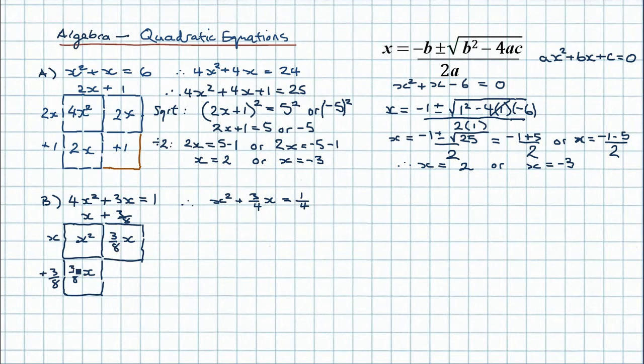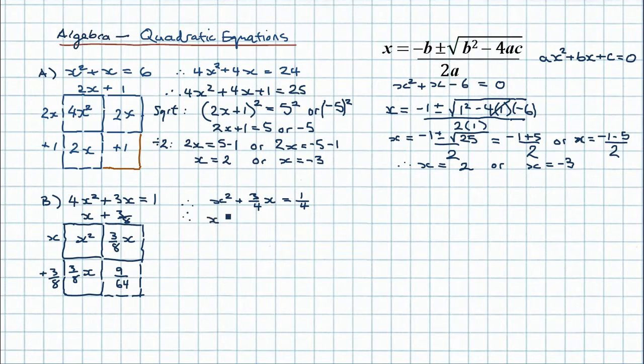well, this does get us into quite a large fraction. So it's going to be 3/8 times 3/8, which is 3 times 3, 9, and 8 times 8, 64. So we've got 9/64. Okay. So that's completed the square, and now we know that we've got to add 9/64 to each side.